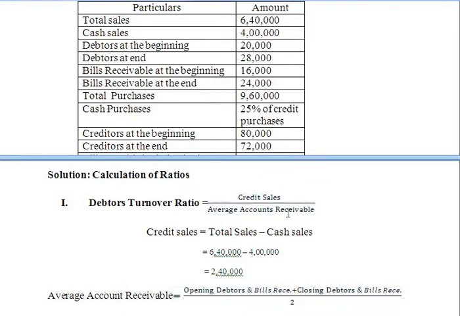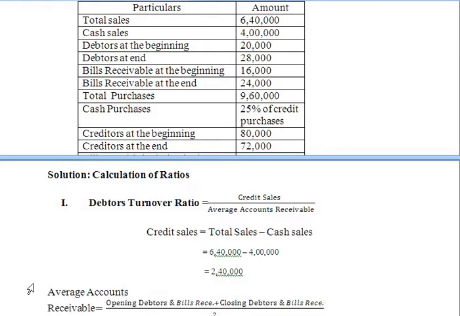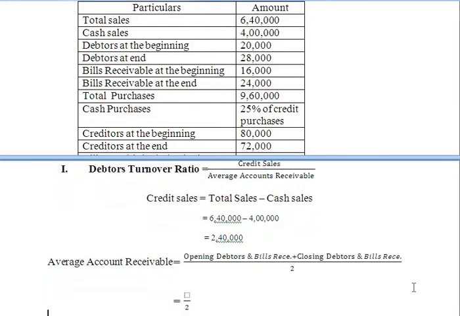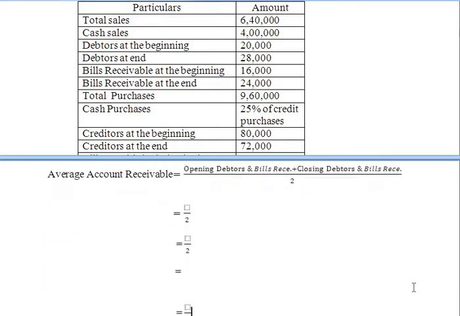Now next one, average account receivable. We got the amount of credit sales, then next we need to find out the amount of average account receivables. The formula to find out average accounts receivable is opening debtors and opening bills receivable plus closing debtors and closing bills receivable. What is the amount of opening debtors? See here, debtors at the beginning is how much? 20,000.